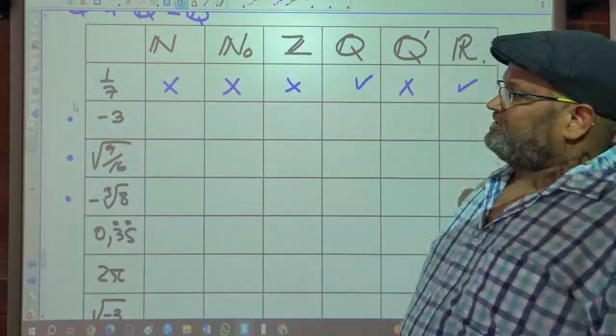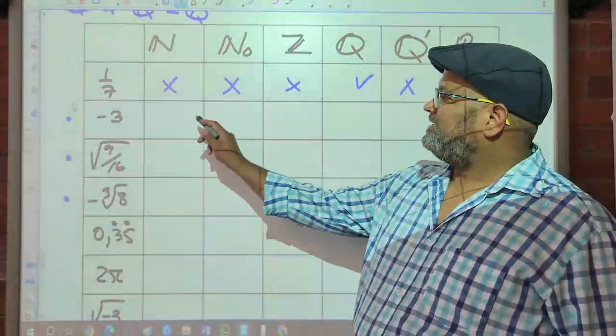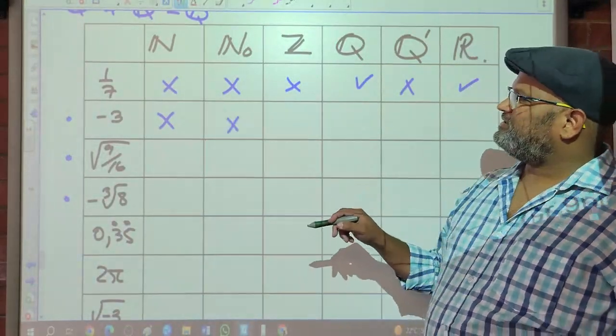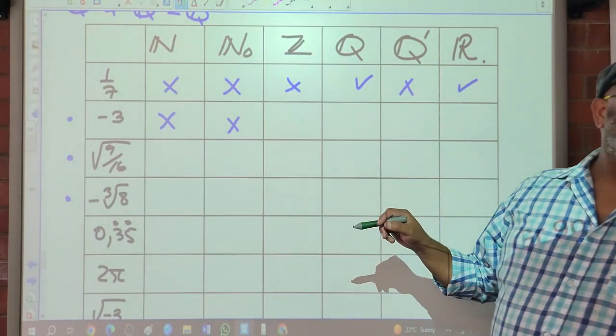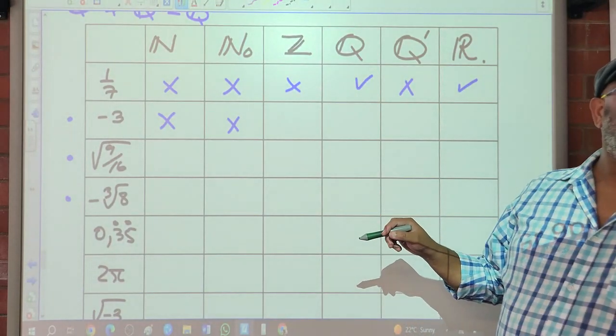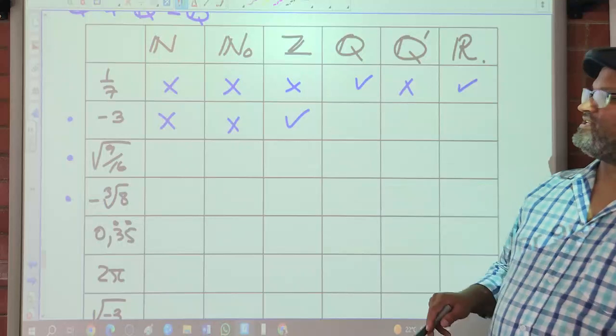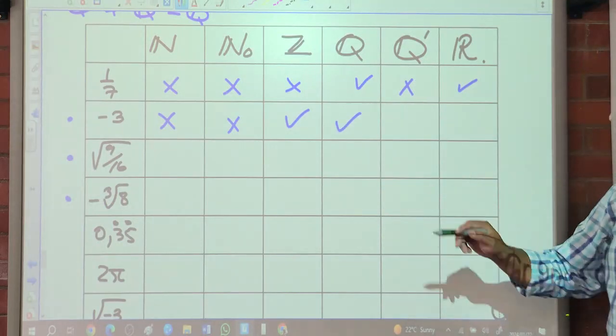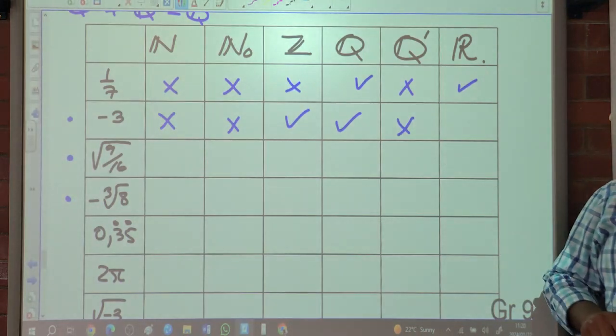Negative square root 3. So it's not a natural, not the whole. Is it an integer? Yes. Is it rational? Yes. Is it irrational? No. Is it real? Yes. Well done.